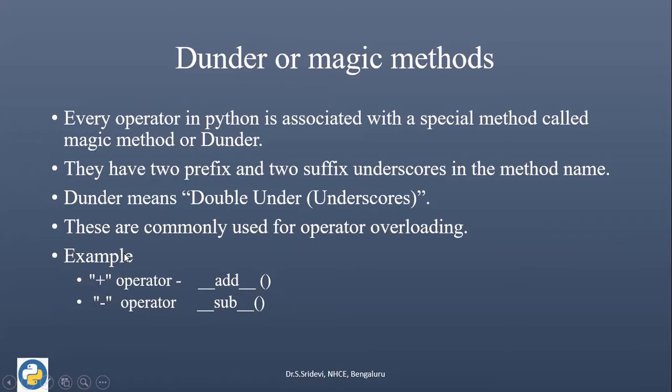Now let us consider a few examples. For the plus operator, the magic method is double underscore add double underscore, and since it is a method, we have the open and close parentheses. Likewise, for the subtraction operator, the magic method is double underscore sub double underscore, followed by the parentheses.